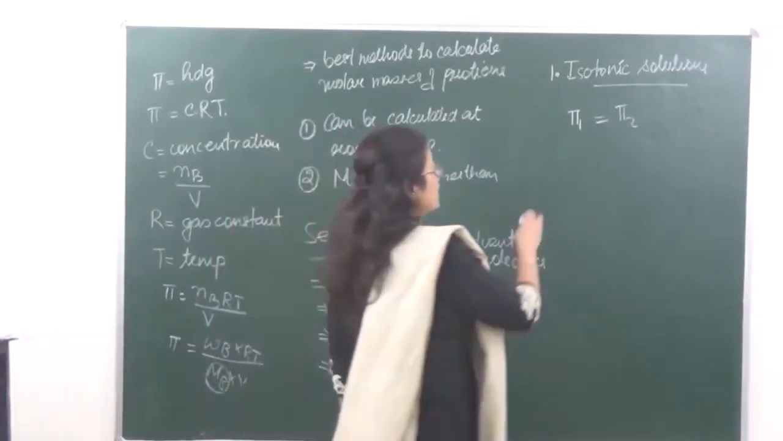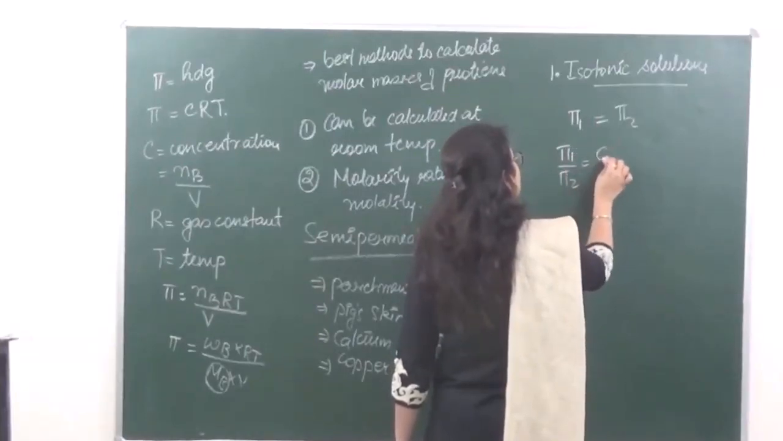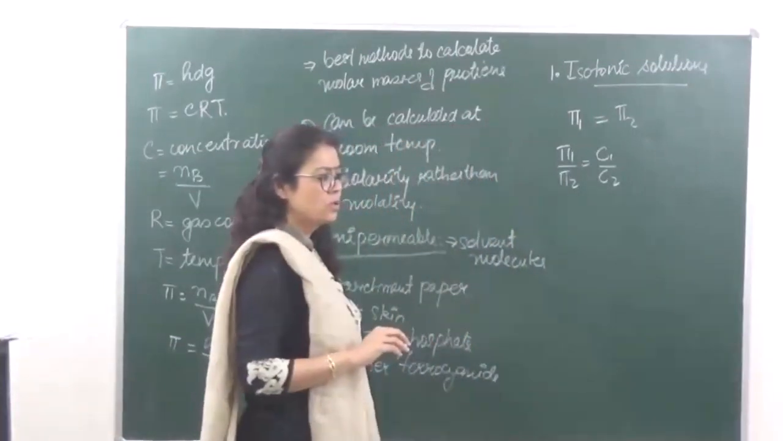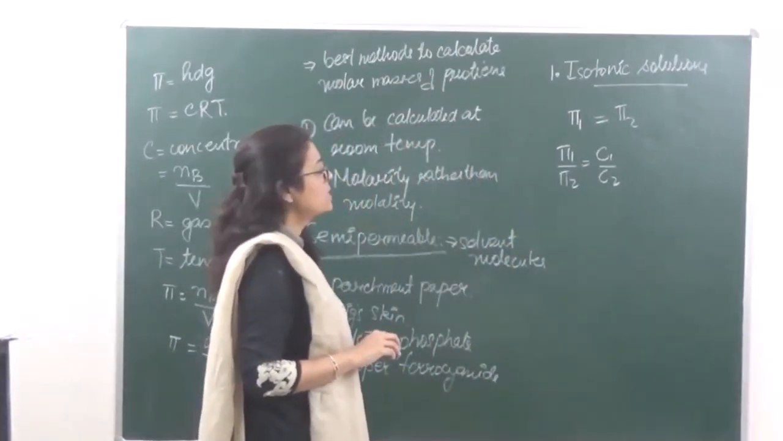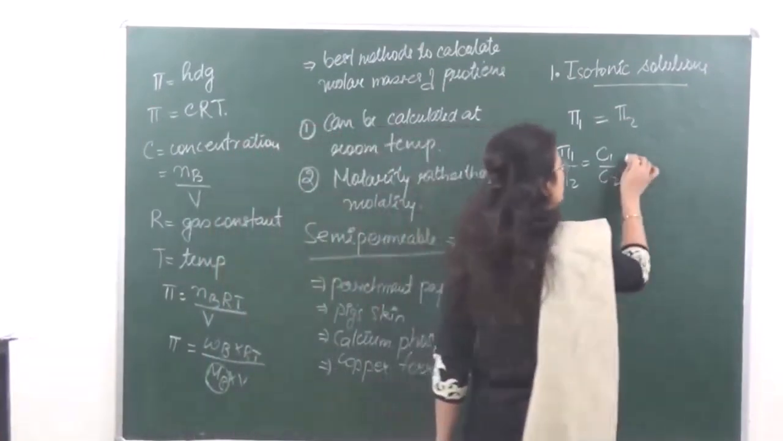Clear? Or we can also say that pi 1 upon pi 2 is equal to C1 upon C2, where C1 is the concentration of the first. We know that concentration is equal to what?